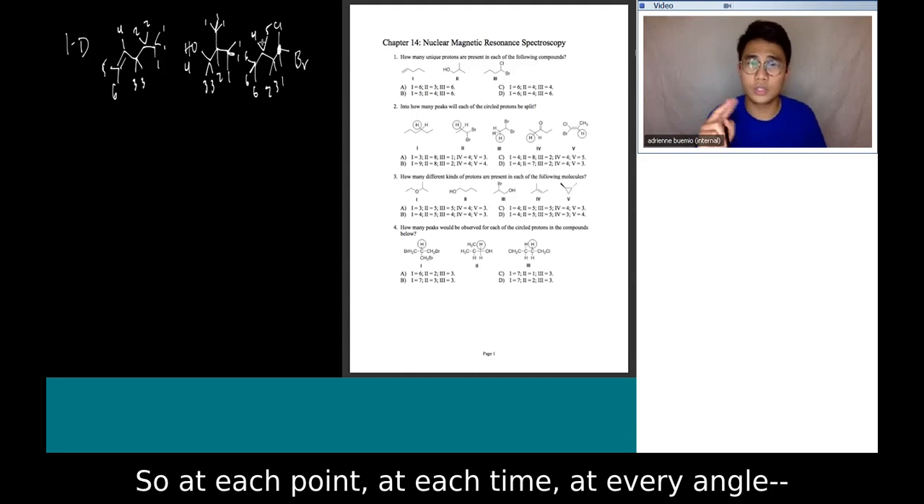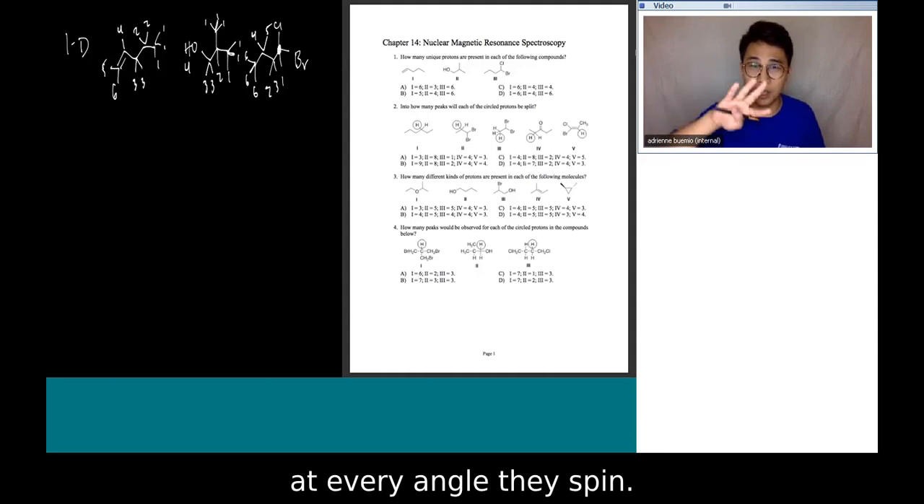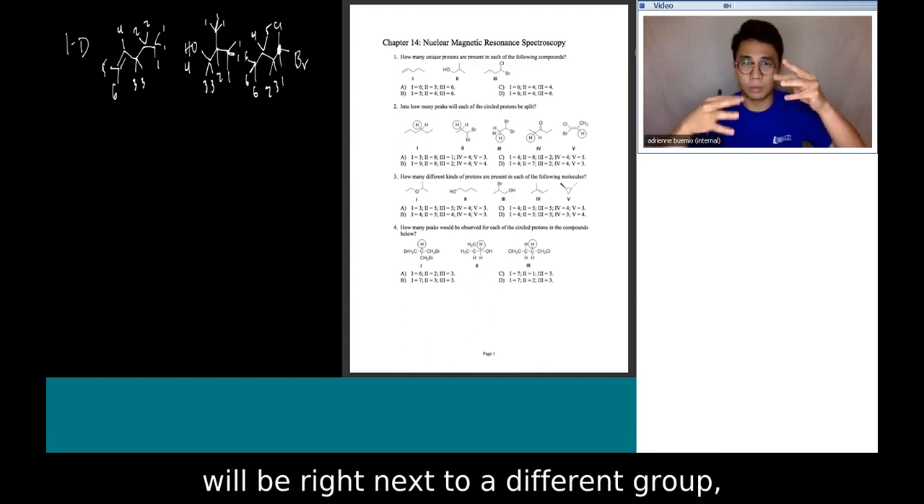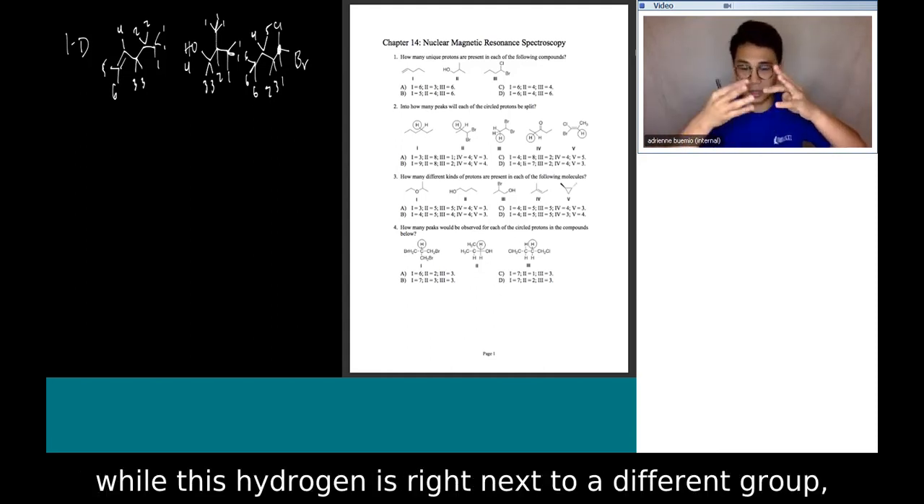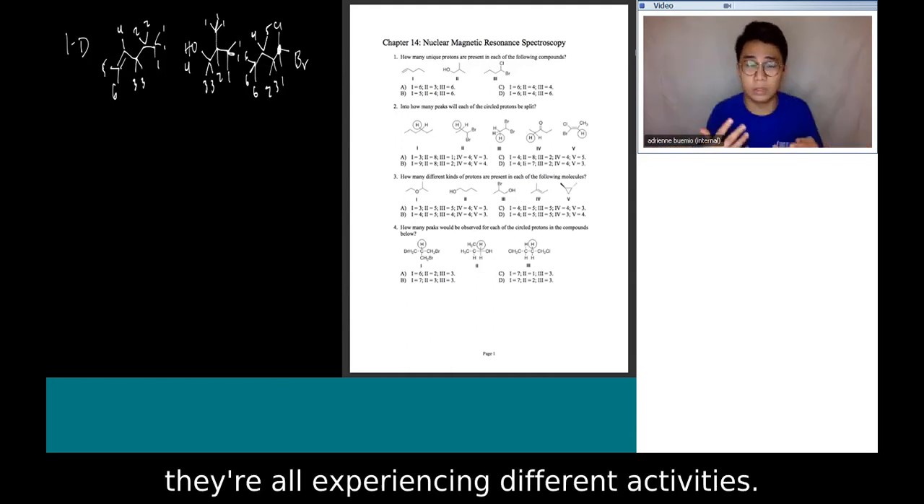So at each point, at each time, at every angle, since there are four different groups, right? At every angle they spin, they're different environments, because this hydrogen will be right next to a different group, while this hydrogen is right next to a different group, right? So no matter how much they spin 360, they're all experiencing different activities.